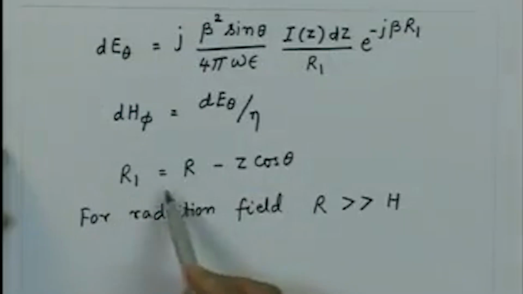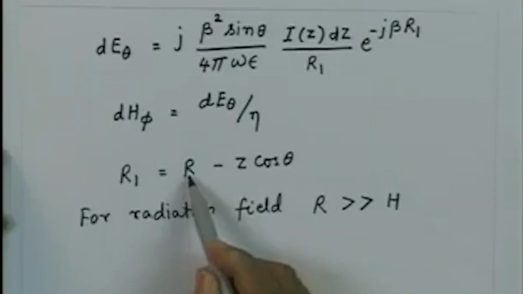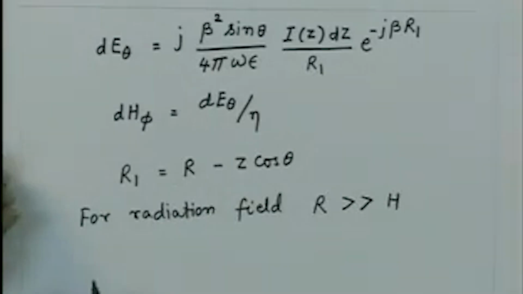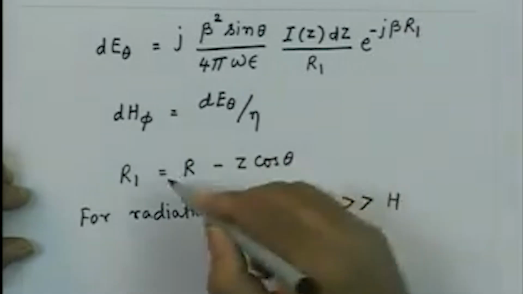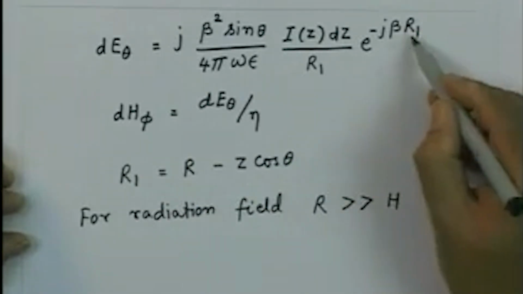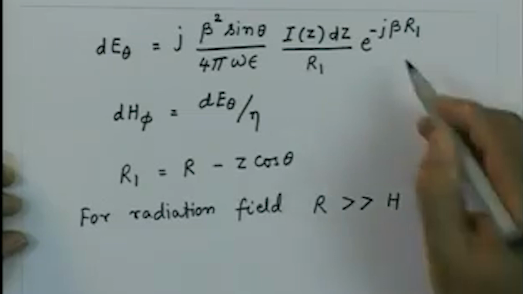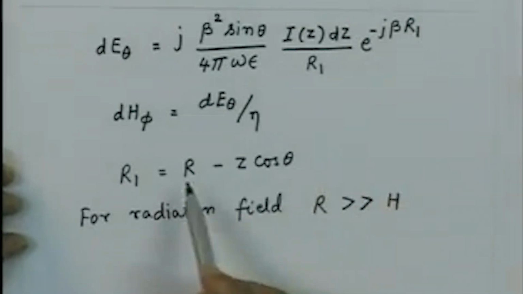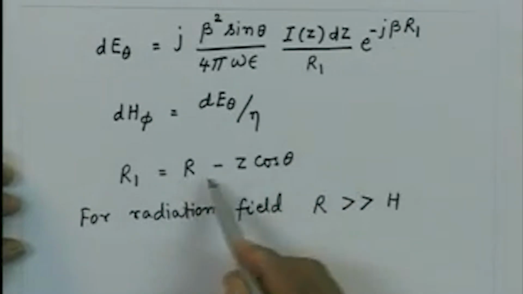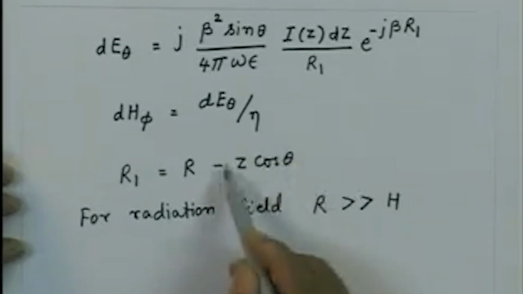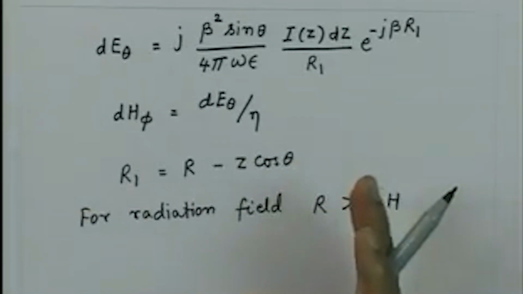So, this quantity r1 can be replaced by r, because this quantity is much smaller than this quantity in this term. Can we do the same thing here? Can we replace r1 by r in this expression also? The answer is no, we cannot do that. The reason is that here we are talking about now the change in distance, but now this is related to lambda, because when you multiply this quantity by beta, this is going to be beta z cos theta, which is a phase, and this phase, absolute phase does not have any meaning.